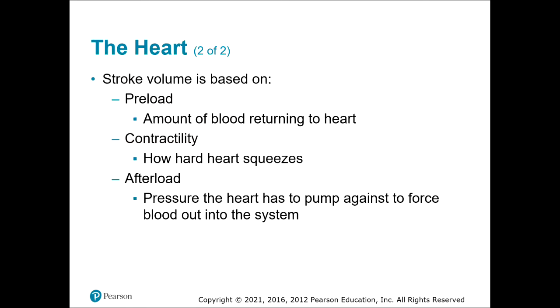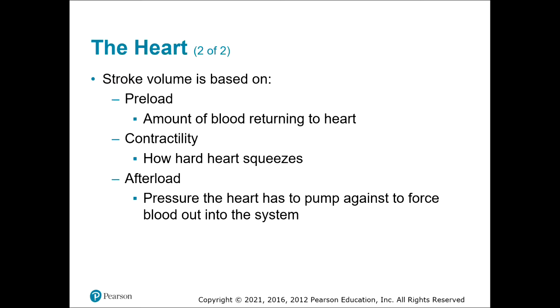Okay. So stroke volume is based on 3 factors. Number 1 is preload, the amount of blood returning to our heart. So an indication for this is I give somebody nitroglycerin. Anybody here on nitro? Nitro dilates our blood vessels. If it dilates our blood vessels, it reduces our blood pressure and our vascular resistance.